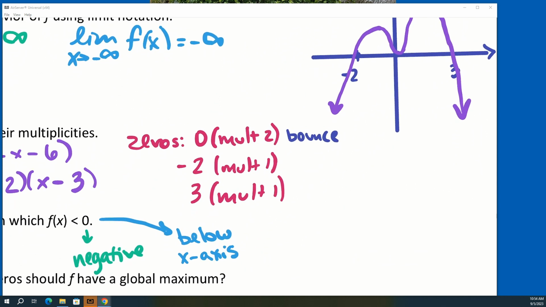All right, and so if we were just looking at the graph and trying to decide where this function is negative, or where this function is less than 0, it's going to be these sections where it's graphed below the x-axis. And we're just going to give those answers in interval notation. So there are going to be 2 intervals.